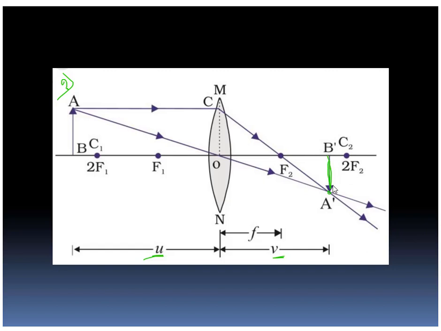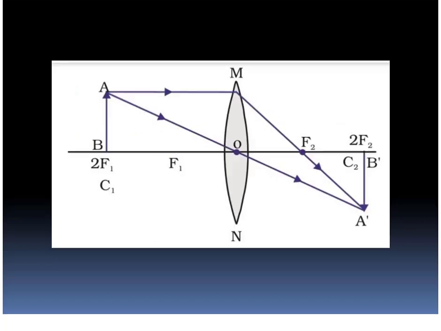Okay, now third case. Now the object is placed at the center of curvature. We'll draw again two rays of light. This is the first ray of light. It is parallel to the principal axis. So after getting refracted, it will pass through the focus. Second ray of light, it is passing through the optical center. So it will go undeviated and meet here. So at this point the center of curvature image is formed.